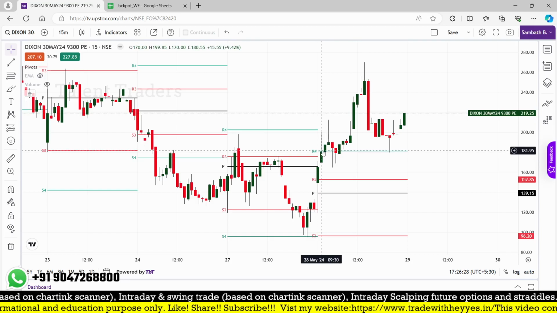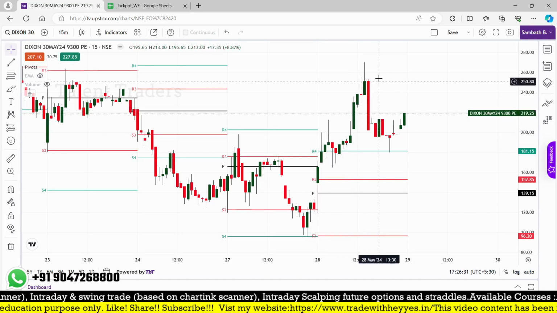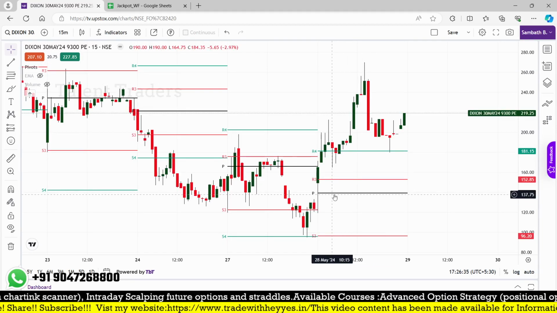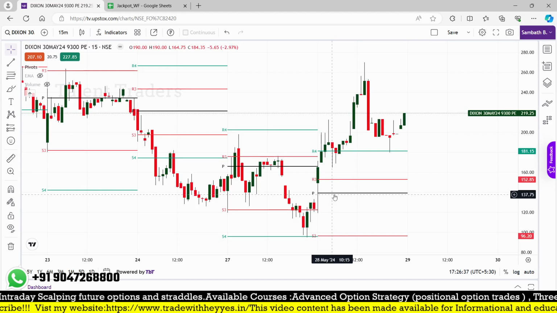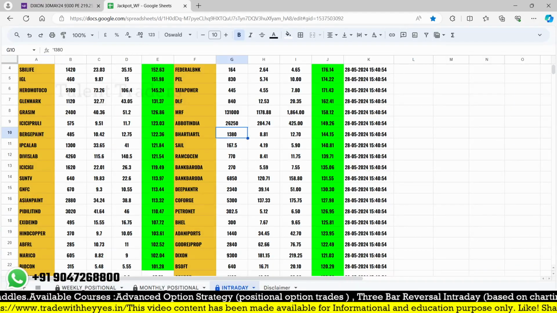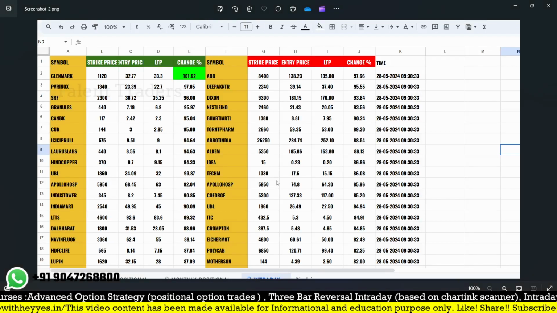Immediately, in the second candle, I found a breakout, going from 180 up to 270. Maybe R3 or the pivot, based on your risk ability, you can keep your stop loss. And the second stock, Bharti Airtel, this is the end of the day, but this is the beginning of the day. From those lists I'm selecting.